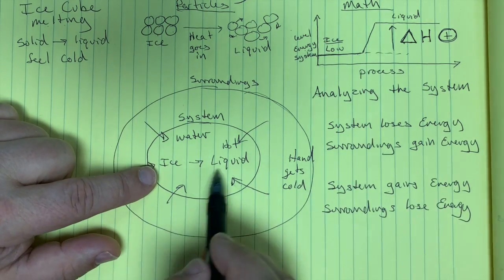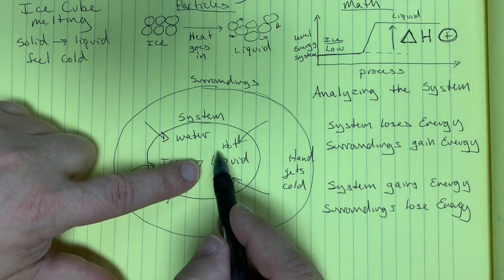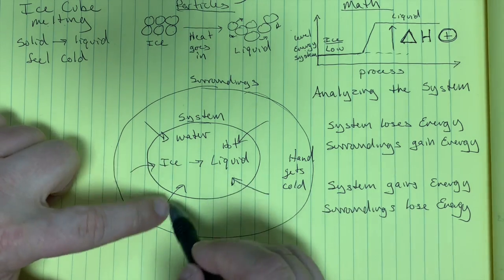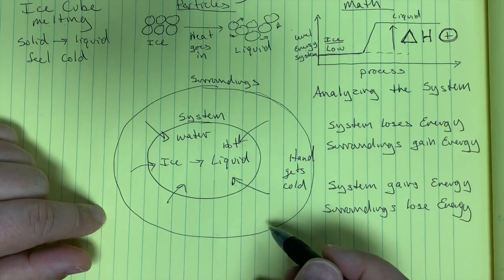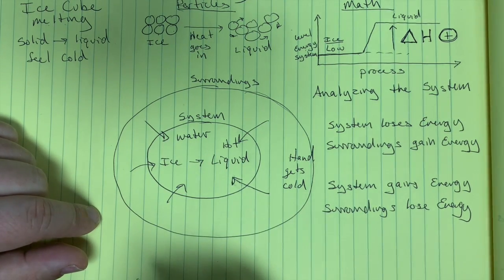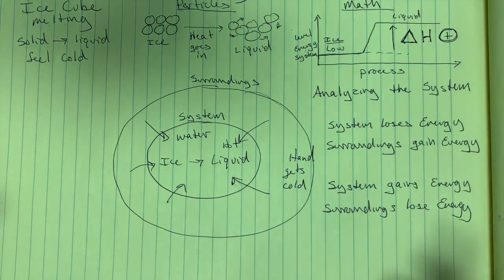If this was a hot pack and the chemical reaction was releasing energy, then the surroundings would get warm while the system gets cold. So that's the basics. Those are the basics of how you measure heat.